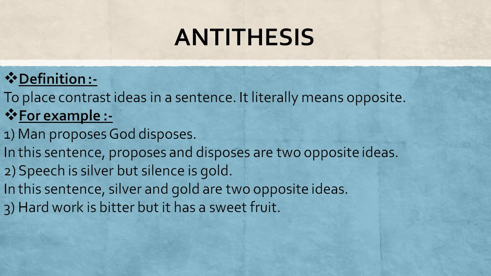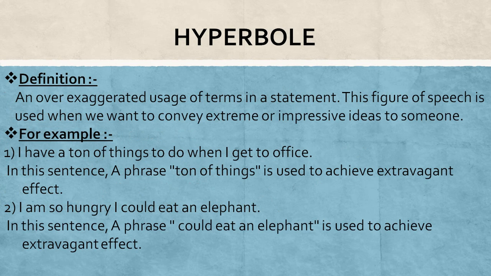2. Speech is silver, but silence is gold. In this sentence, silver and gold are two opposite ideas. 3. Hard work is bitter, but it has a sweet fruit. The second figure of speech is hyperbole.